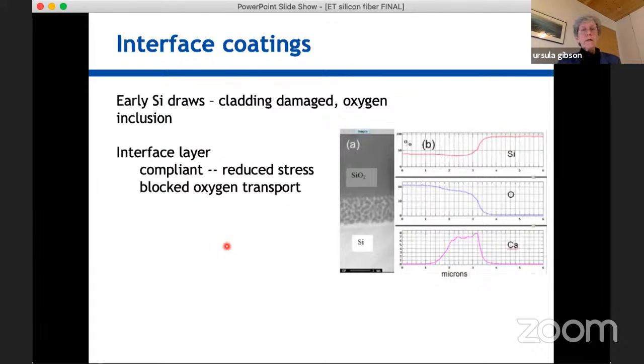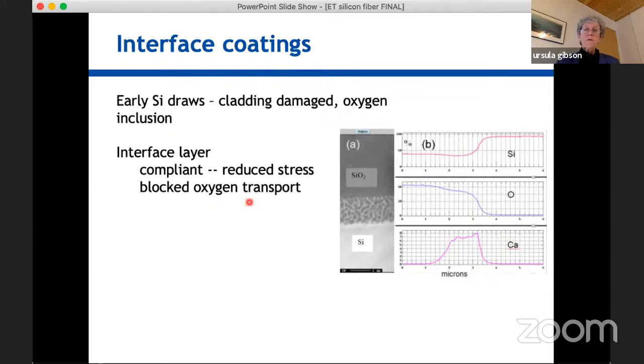So I'm going to take you back to the interface coatings, because that is actually something that affects the crystallinity of the core as well. The very earliest silicon draws, just with silicon in a silica glass cladding, the cladding cracked. There was a large amount of oxygen inclusion, and essentially things kind of quieted out for a while. But we found that the heating cycle that's used, or the introduction of an interface layer between the silica glass and the silicon core, does a huge job of reducing stress, and it also blocks oxygen transport into the core.